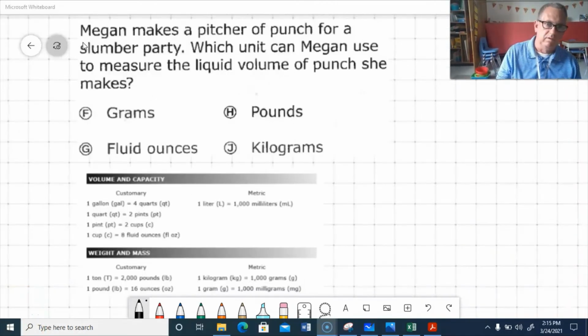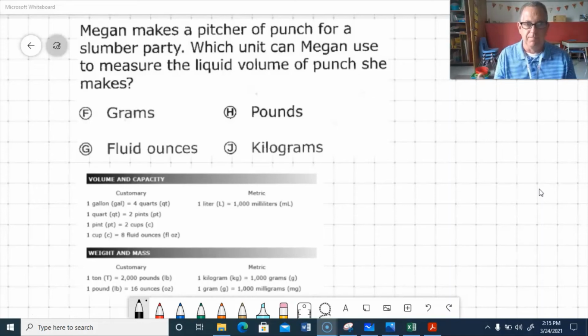Okay, let's go and look at the next question here. It says, Megan makes a pitcher of punch for a slumber party. Which unit can Megan use to measure the liquid volume of the punch she makes? F, grams, G, fluid ounces, H, pounds, or J, kilograms. Go ahead and pick your answer.